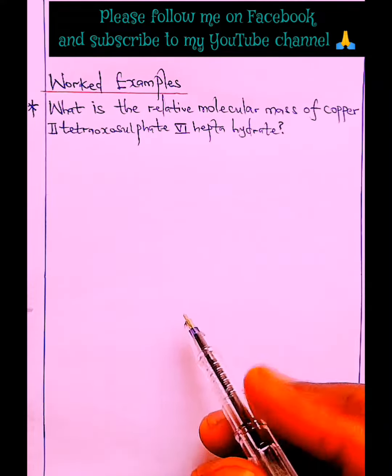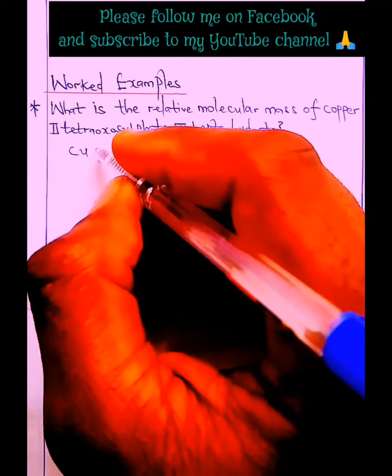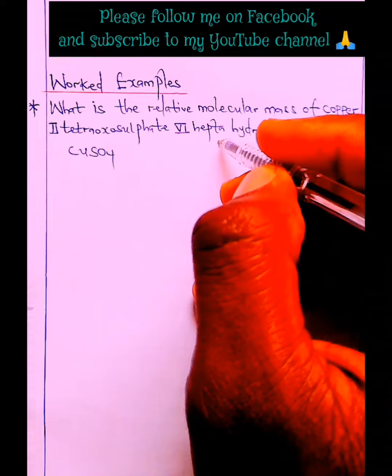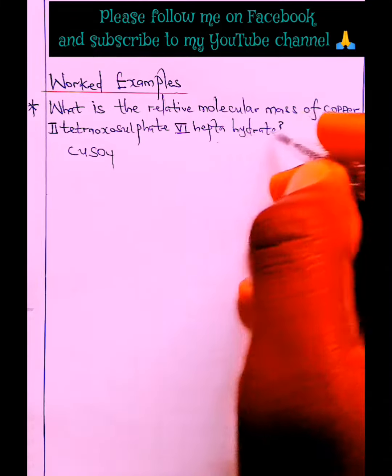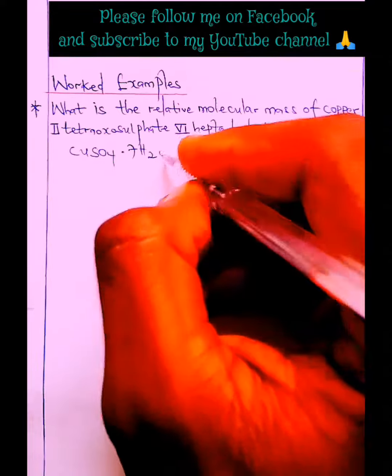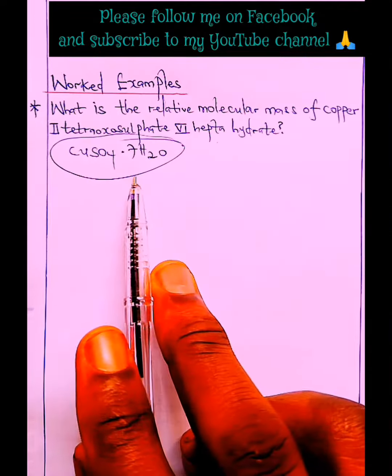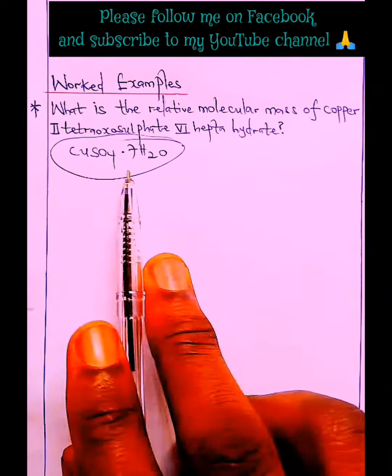Copper(II) sulfate heptahydrate is CuSO4. Hepta is 7 molecules of water. Hydrate means water. So that's what we have, 7H2O. This is what we're working on. We are asked to get the relative molecular mass of this very compound.